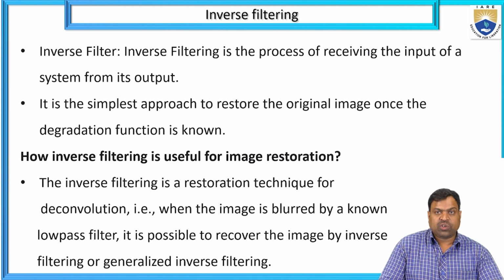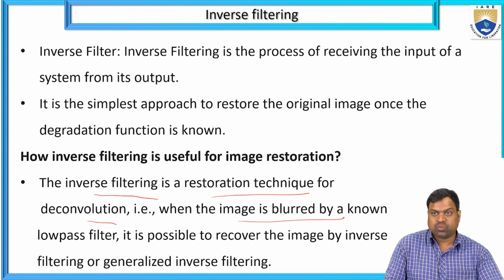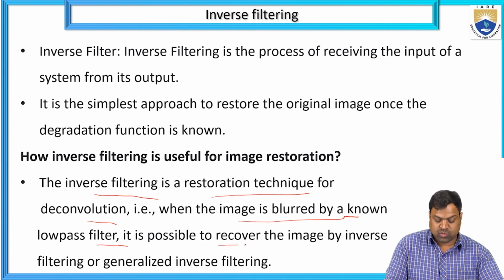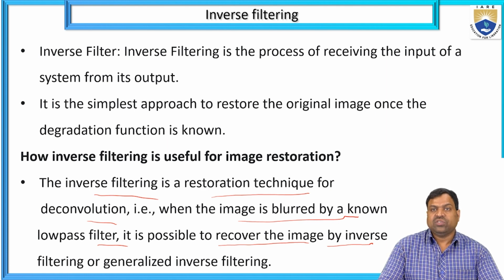So how is inverse filtering useful for image restoration? In inverse filtering, the restoration technique is deconvolution. When the image is blurred by a known low pass filter, it is possible to recover the image by inverse filtering or generalized inverse filtering. So inverse filtering is the process of recovering the input of a system from the output. And it is the simplest approach to restore the original image once the degradation function is known.